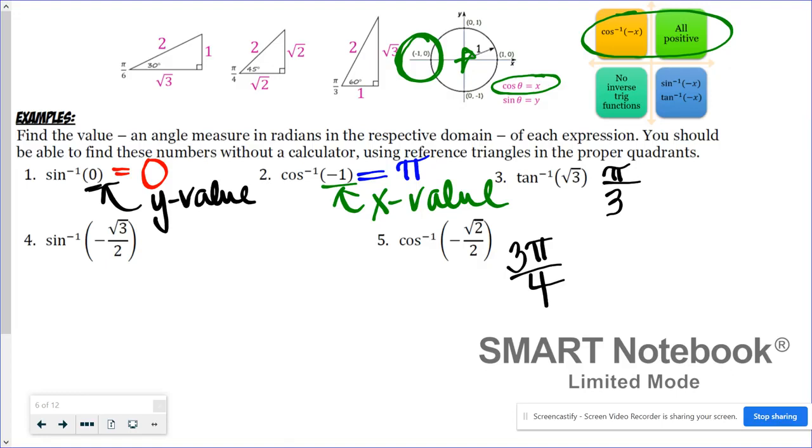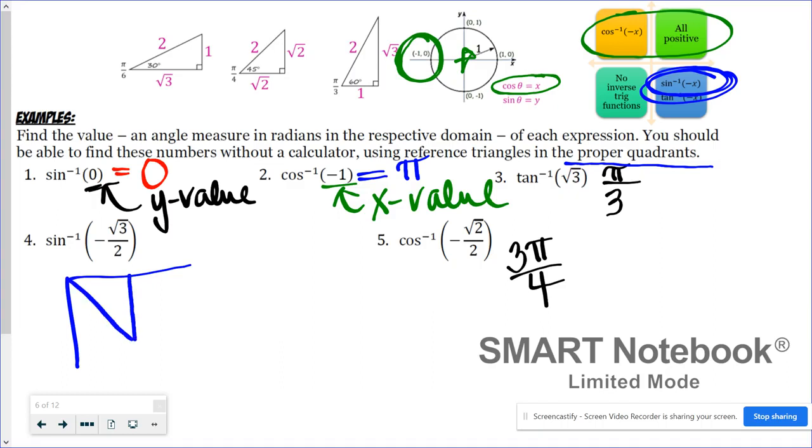Number 4 says inverse sine of -square root of 3 over 2. So I want you to first think proper quadrant. Inverse sine of a negative is in quadrant 4. So I'm going to sketch the triangle they're describing in quadrant 4. I know sine is the opposite over the hypotenuse, so the opposite is -square root of 3, and the hypotenuse is 2.